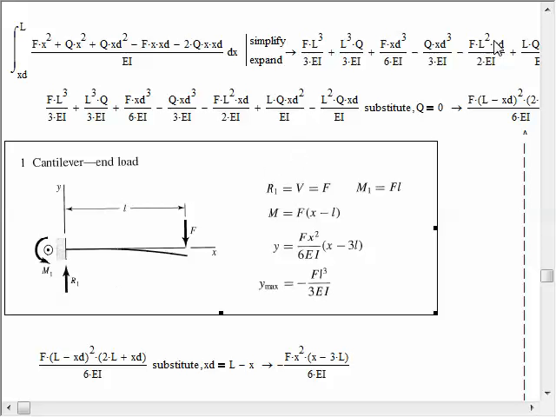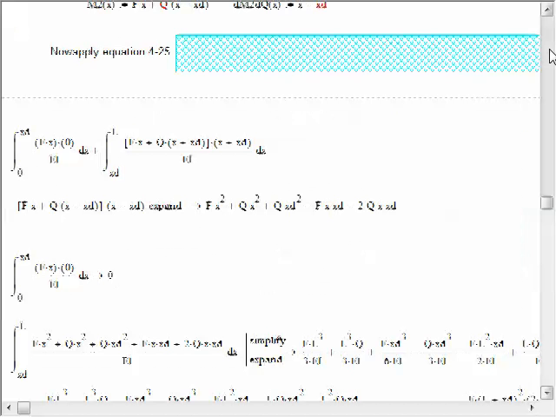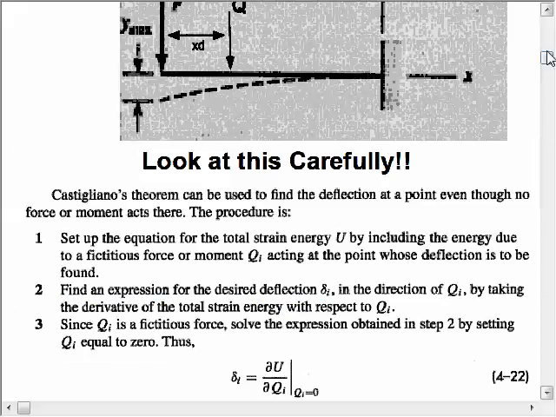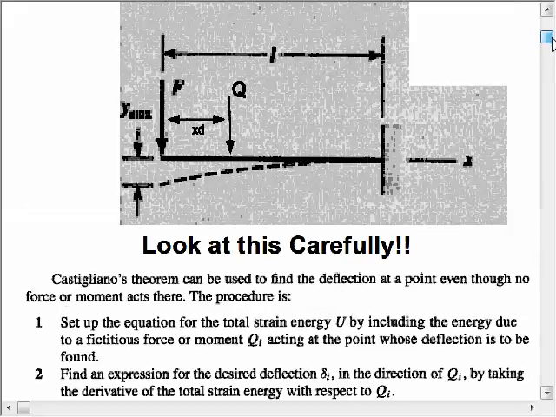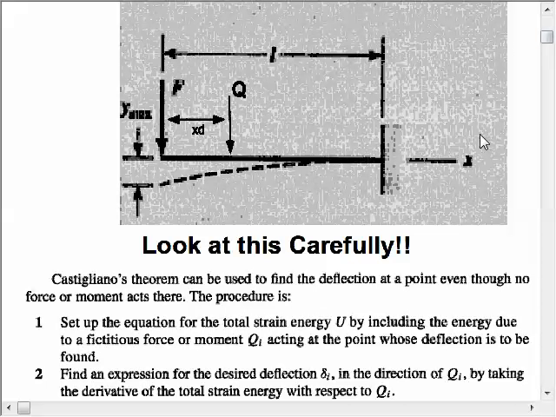But what is Castigliano saying to us, and what decisions did I make in setting up the problem that will affect the sign of the answer specifically? First of all, I have F acting downward. I'm making no decision about whether that's positive or negative yet.